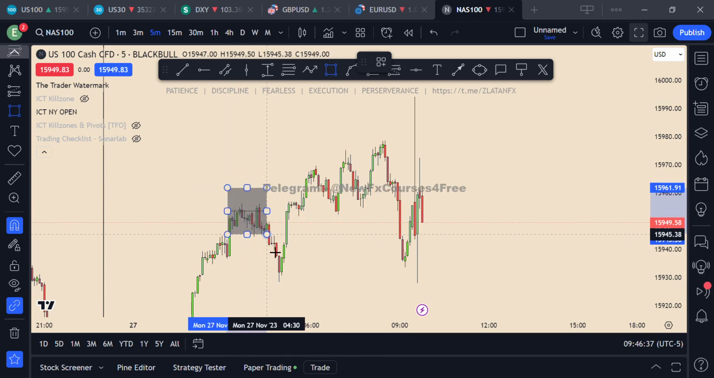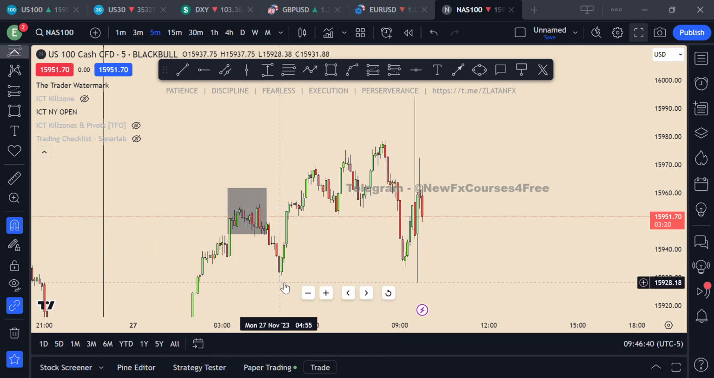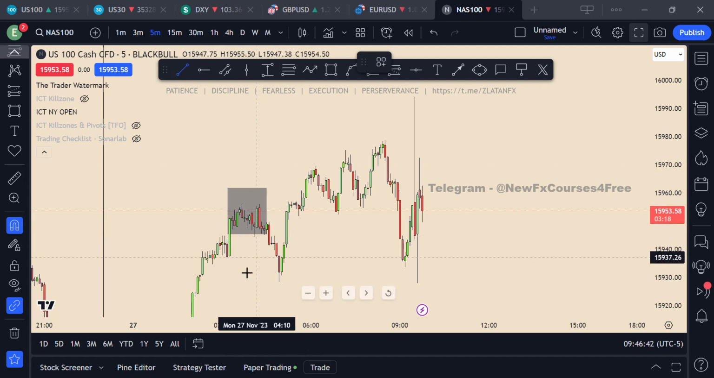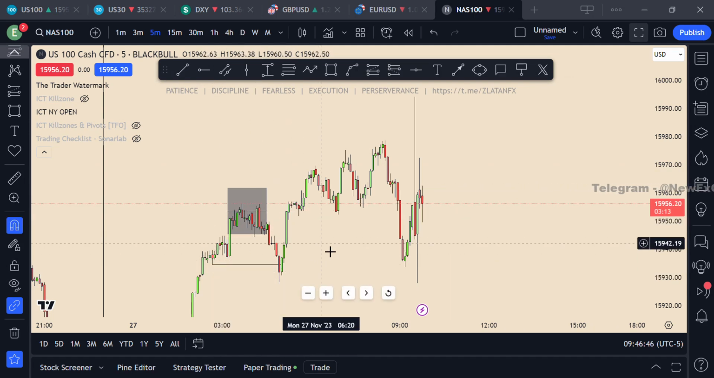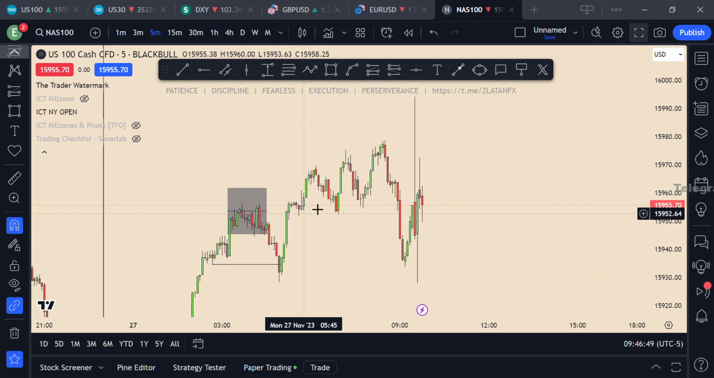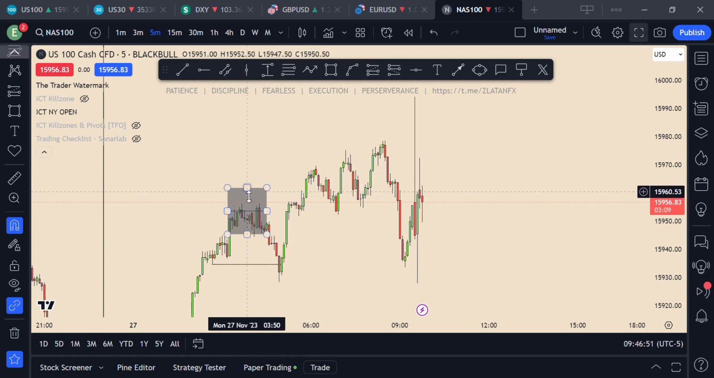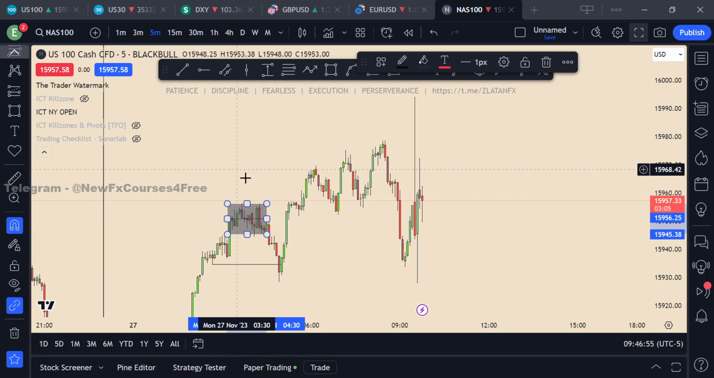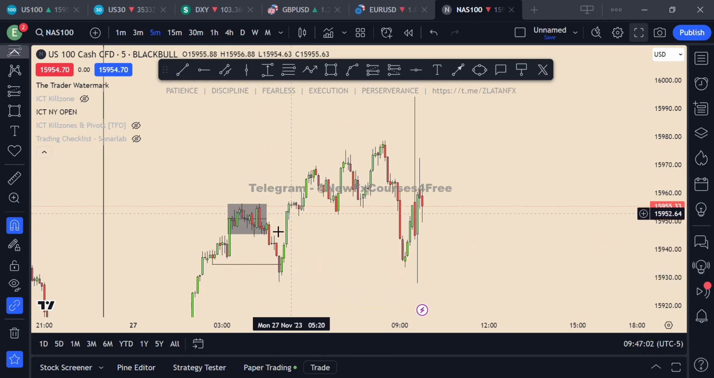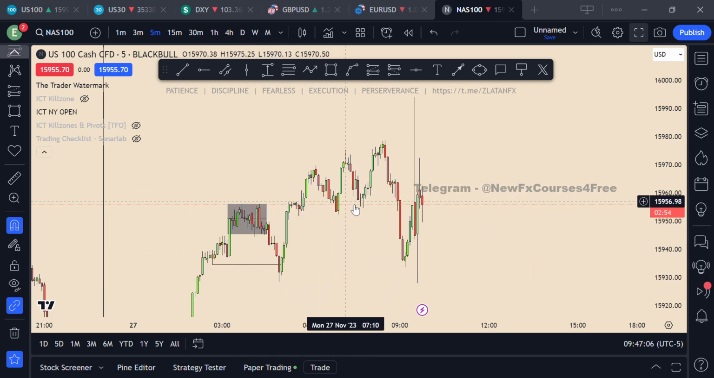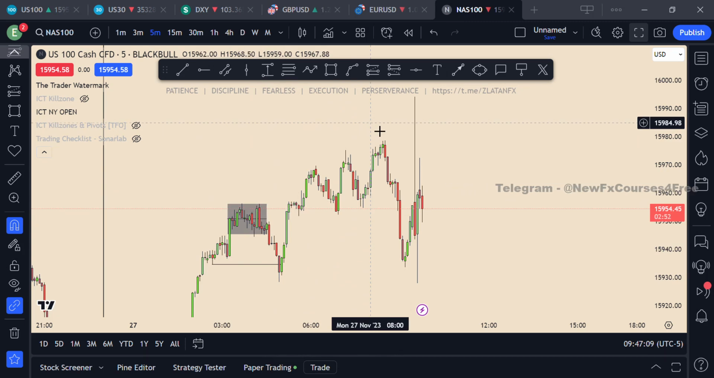This was an accumulation. We manipulated, we took out this low, and we distributed to the high. Now what are the targets? When we take out this low, what will be the target? The first target should be the high of that accumulation box, and the second target can be a higher time frame PD array.